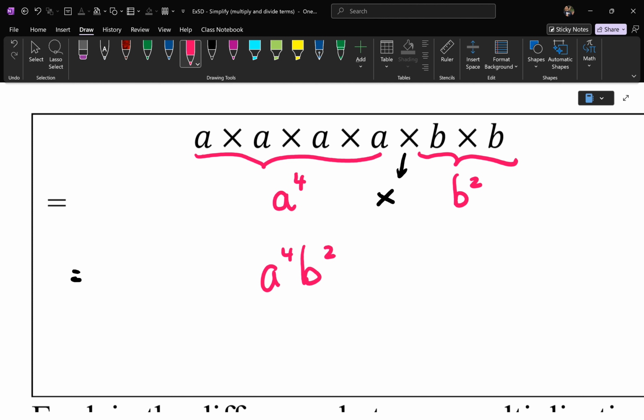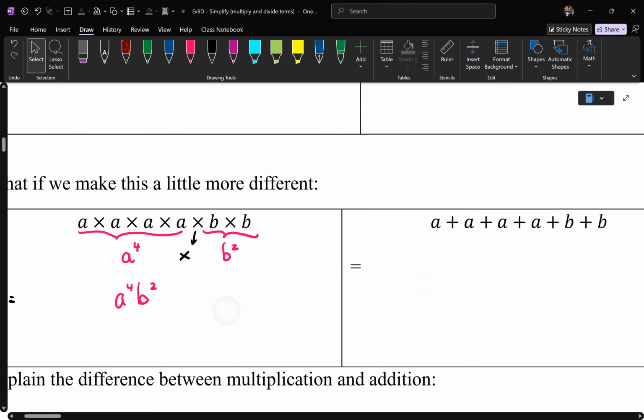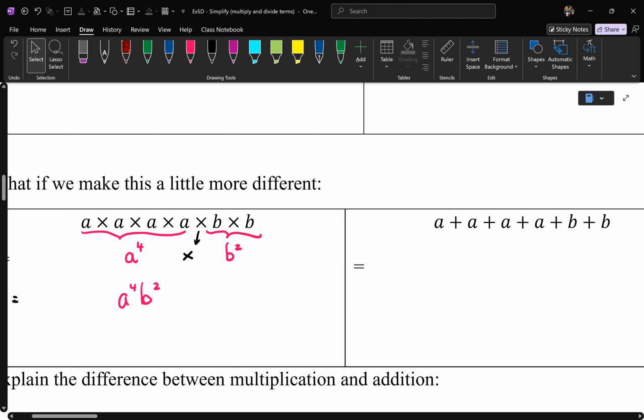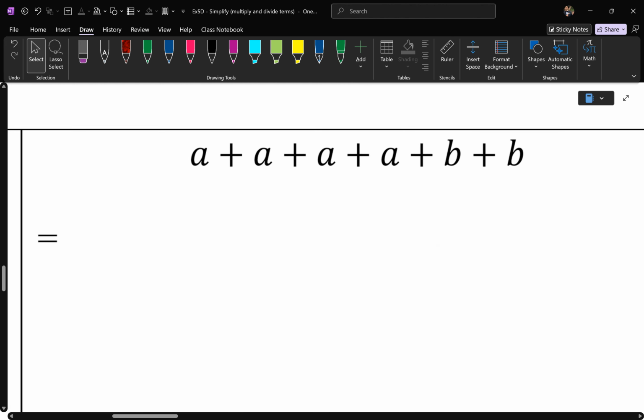Okay? Versus, now let's compare it to the other one. This is what you did in 5C. See how similar they are? They look similar, but they're very different. This is repeated addition now. So let's have a look at repeated addition.